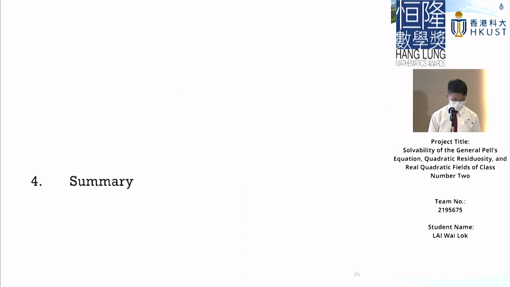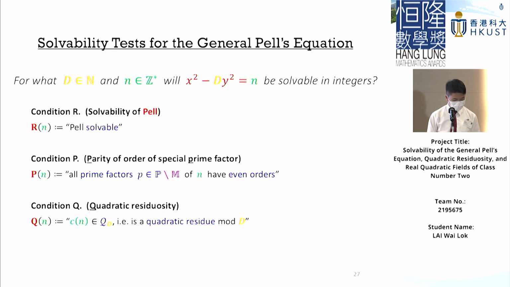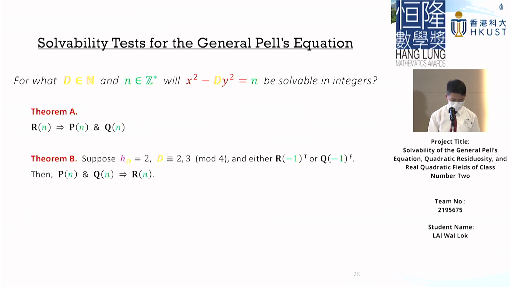In summary, I have defined conditions P, Q, and R in connection with the solvability of the Pell equation. I have proved that the solvability condition R, our main goal, is closely related to these simple number theoretic conditions P and Q about D and n. To be precise, R always implies P and Q, as proved in Theorem A. And under these concrete and necessary assumptions on D, the converse, P and Q together imply R, also holds as proved in Theorem B. That concludes my presentation.